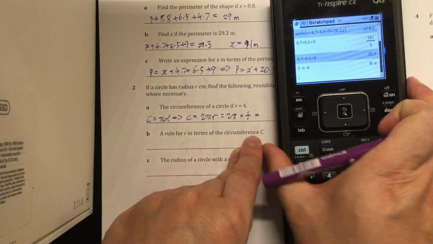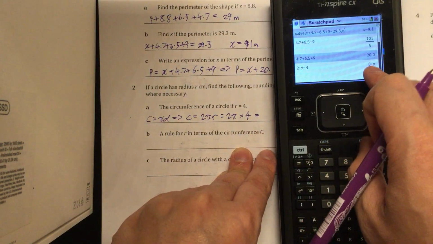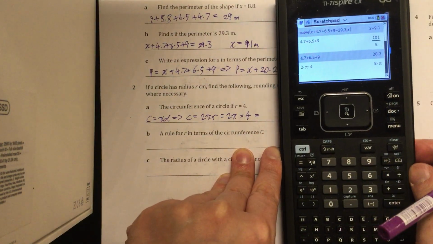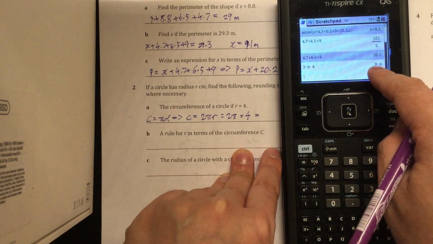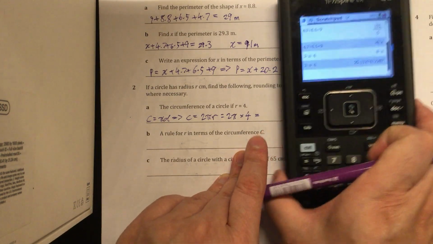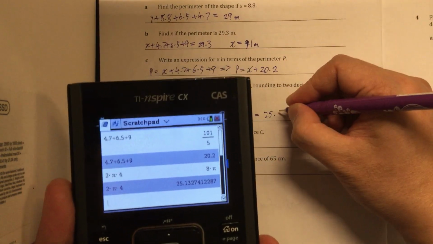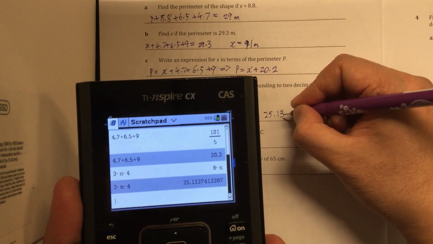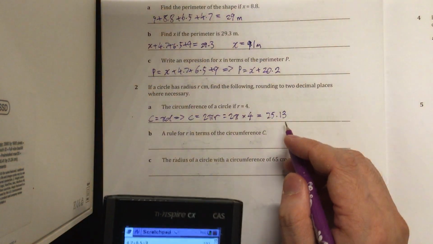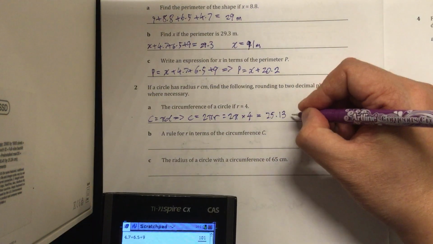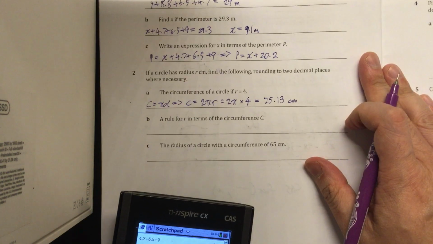Well, that's the advantage of having exact mode, because you may be required to write this in exact form, but control enter will give us the value. So what is it? 25.13, because the third decimal place is a 2. Now, have I got these answers right? No, that's a wrong answer. Why? Because I haven't written down the unit.